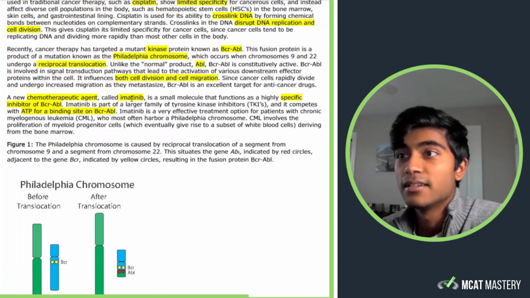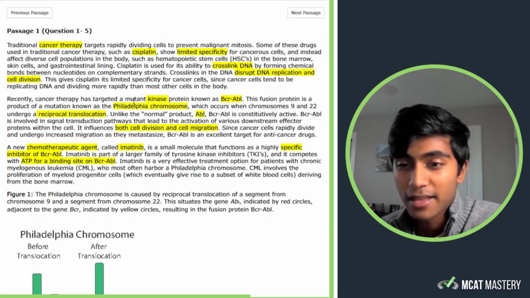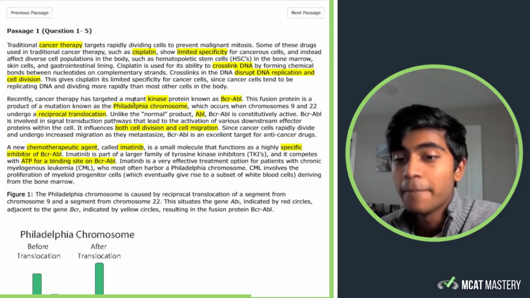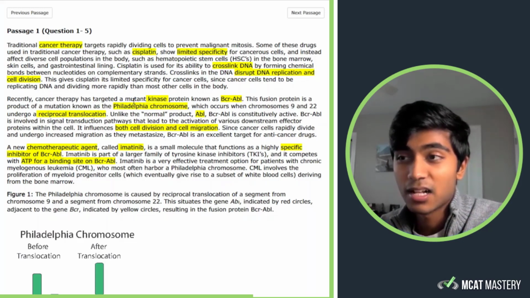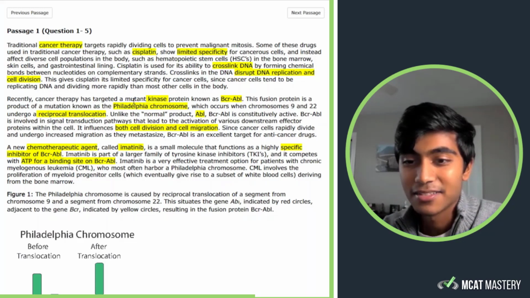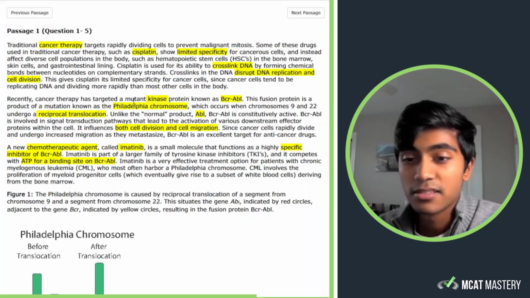Imatinib is a competitive inhibitor that works through this BCR-ABL pathway and is a cancer therapy. This therapy is then contrasted against this traditional therapy called cisplatin. And that's our network that we're making out of this passage that is basic, but enough to proceed with the questions and then consult the passage if we have any particular doubts.